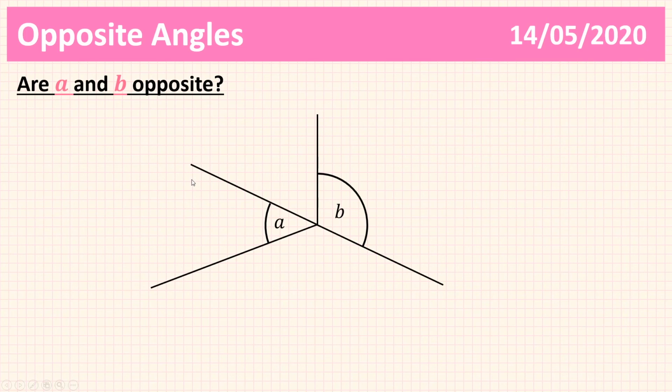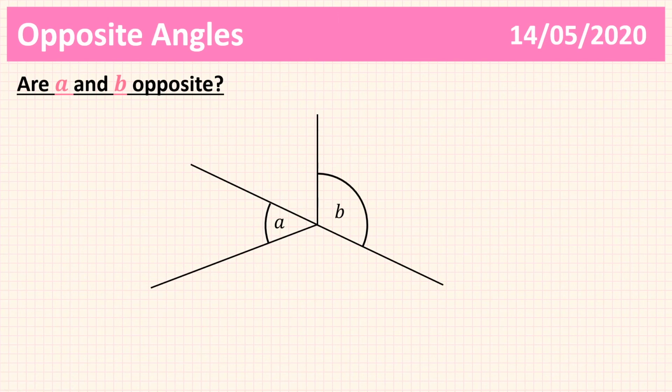Well, we can see that they share one straight line. However, we have two extra lines there. This isn't one line that goes through one point. These are two extra lines that go through the one point. So these lines would mean that A and B are not opposite and they are not equal. We can also visually see that they are not equal.